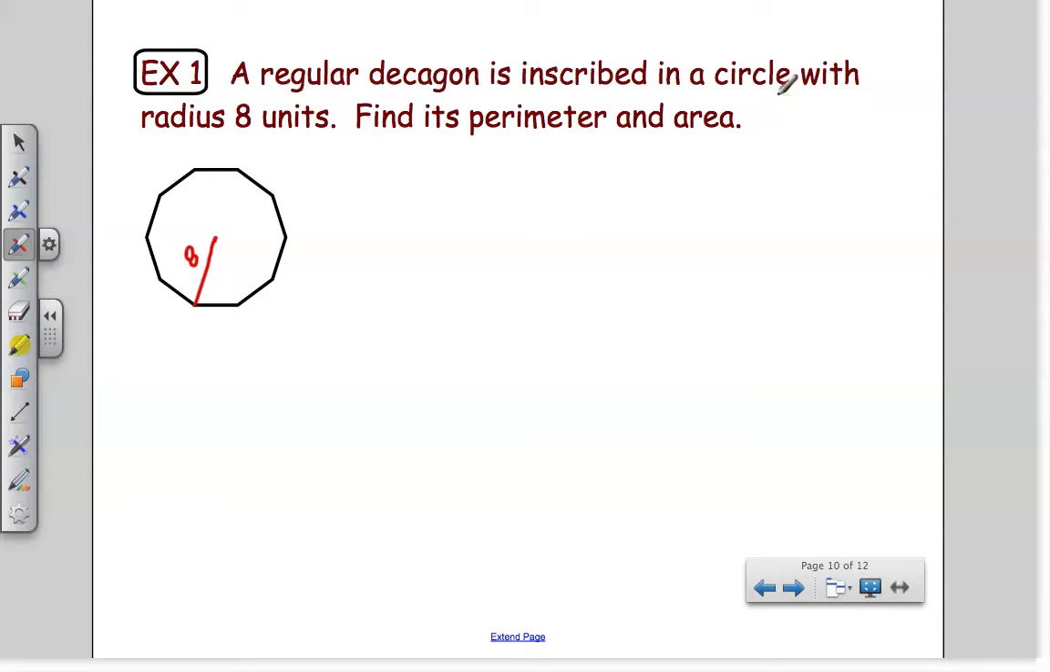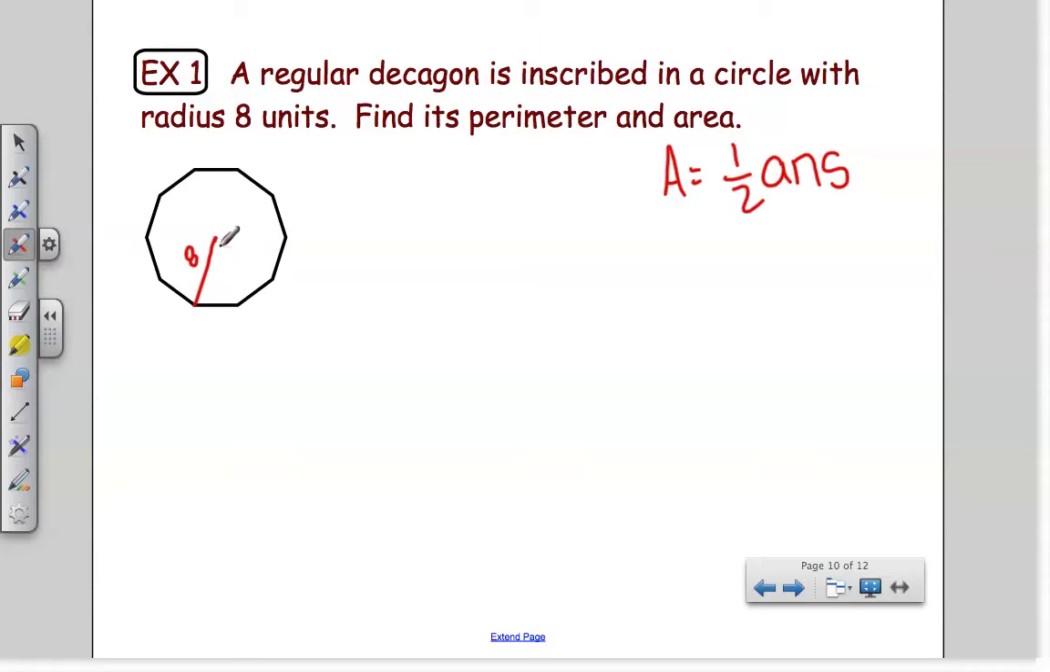All I have is radius. Now remember, the area formula for a regular polygon is 1/2 ANS. A is the apothem. I don't have that right now. N is the number of sides. I do have that. It's a decagon, so 10. Side length, I don't have that either.